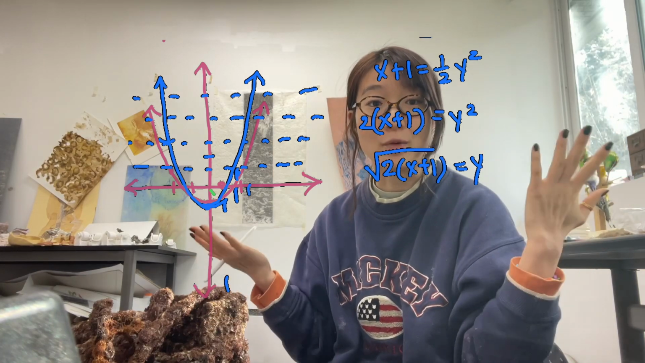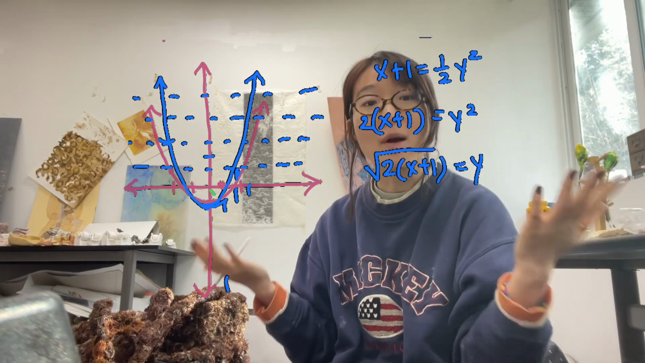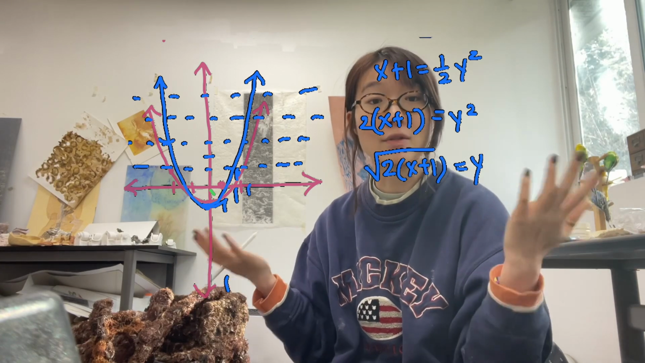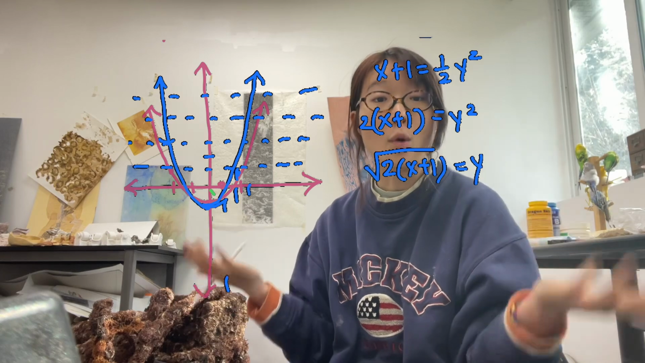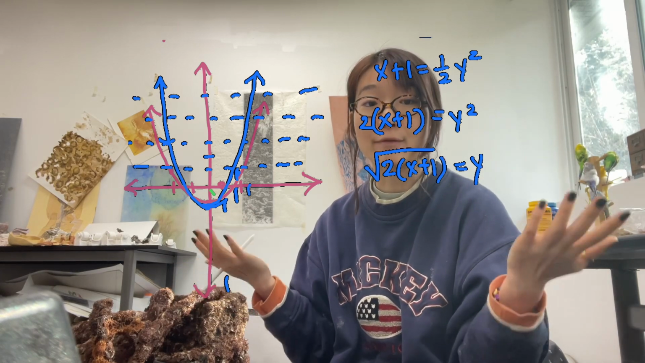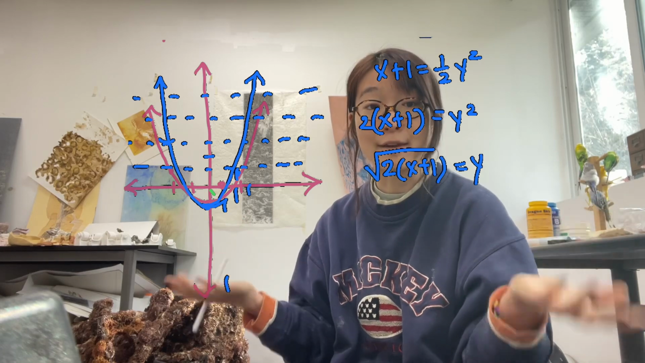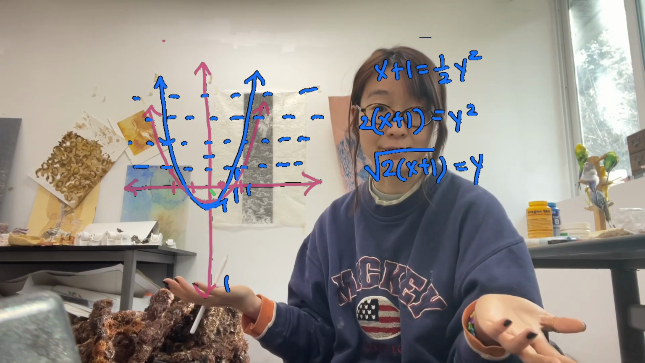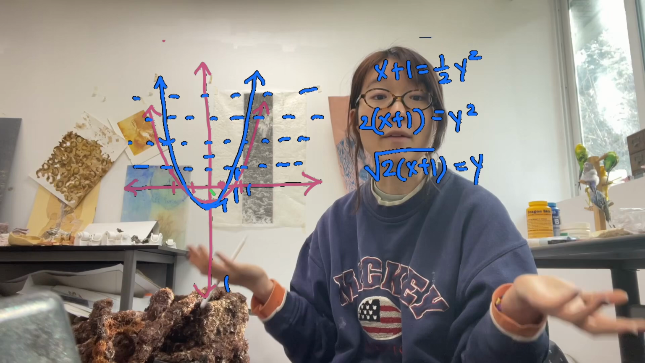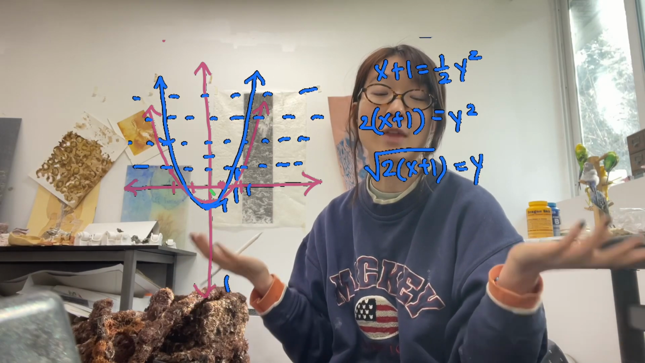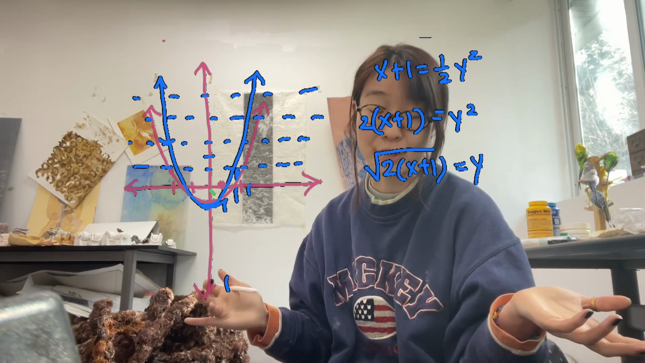And we call this horizontal line testing. So vertical line testing is for us to verify if it's a function. Horizontal line testing is for us to verify if this function's inverse would be a function. It would definitely have an inverse, but we are interested to know if that inverse is indeed a function.